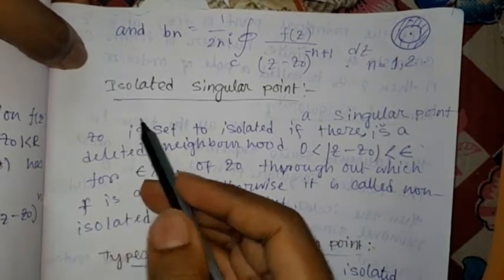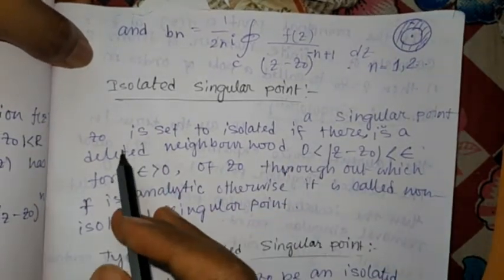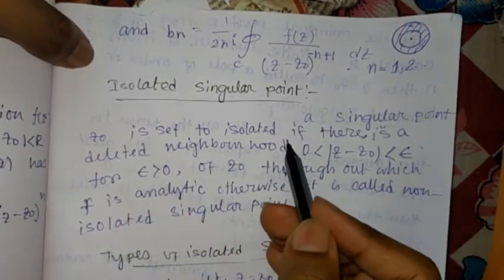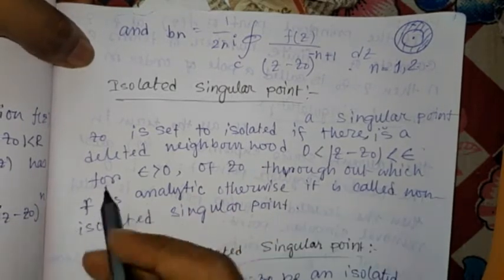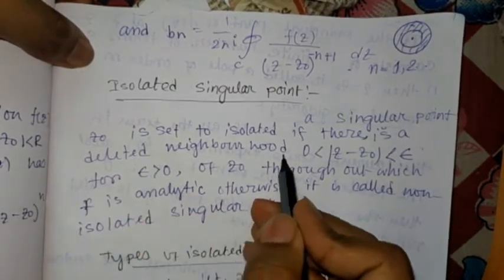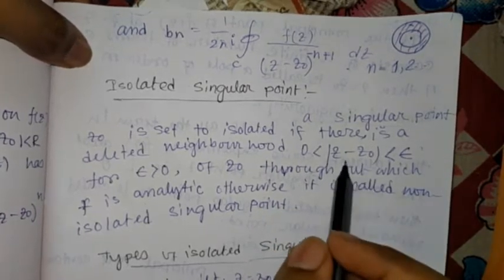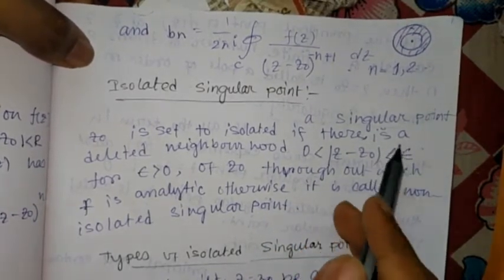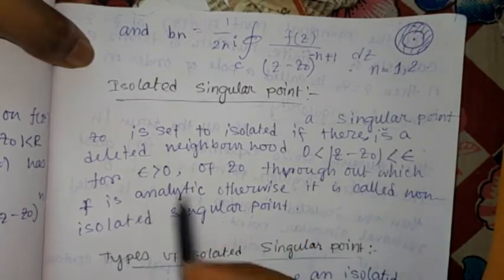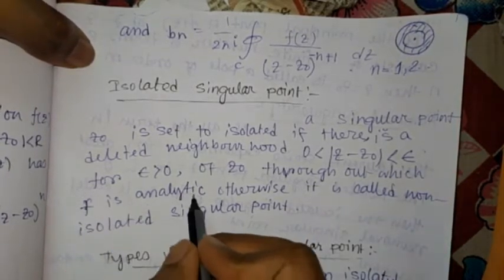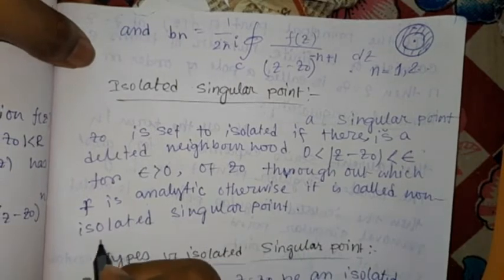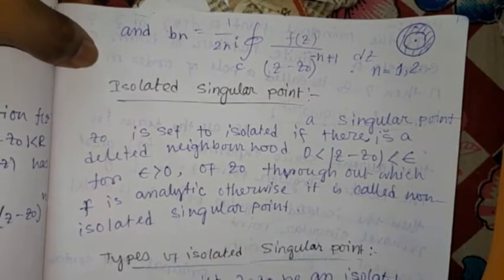Now, isolated singular point. z0 is said to be isolated if there is a deleted neighborhood 0 < |z - z0| < epsilon in which f is analytic; otherwise it is called a non-isolated singular point.